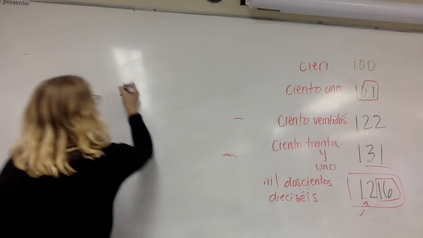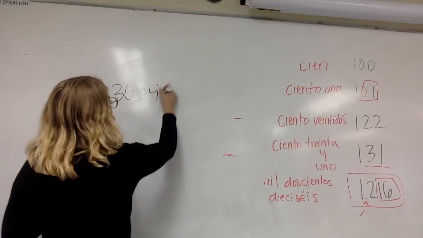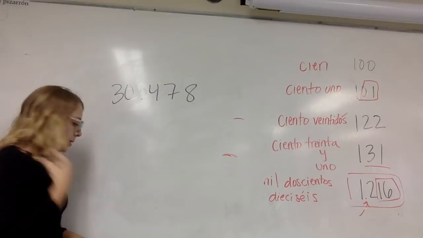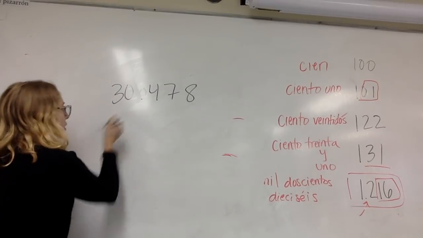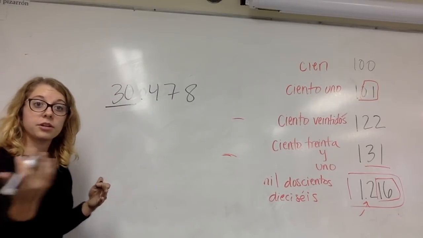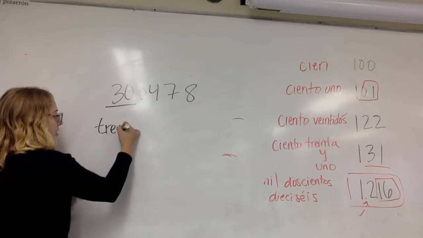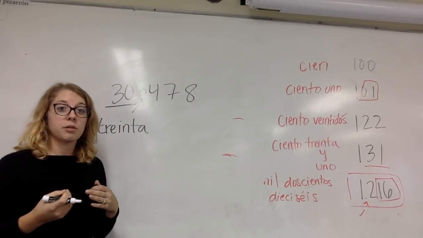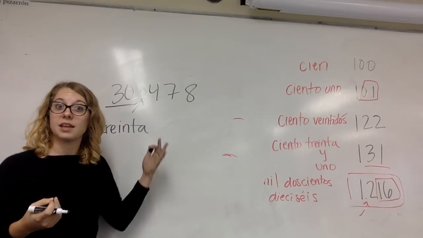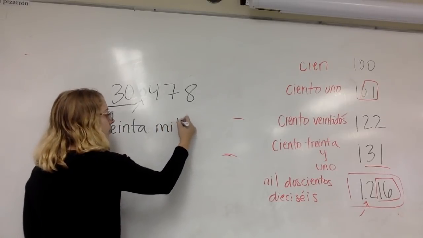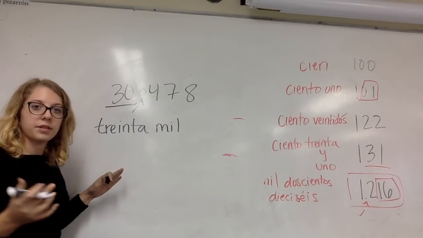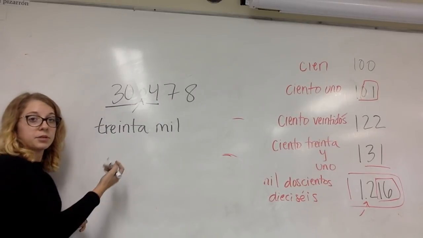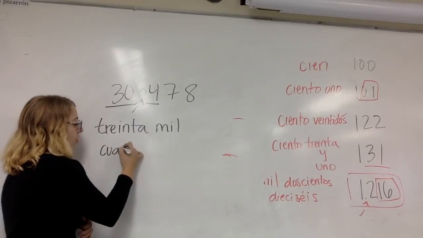Let's go with 30.478. All right, easy peasy, right? So let's first start with what we have. Right here we have 30. So how do we say 30 in Spanish? Treinta. And now that I have this decimal point, that decimal point is going to represent what place? It's thousands, that's right, so I'm going to put mil. All right, that's all I'm doing so far, that decimal place. Now I'm going to move on to our hundreds place. How do we say 400? Cuatrocientos.